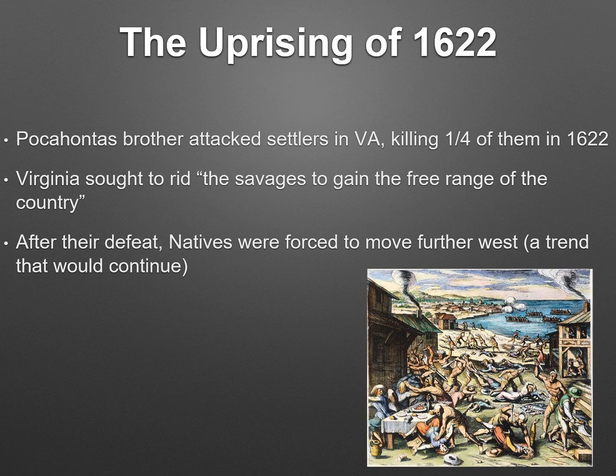And the survivors wanted to, quote, rid the savages from the free range of the country. And when it was done, Native Americans in Virginia were forced west beyond the settlers' range, beyond the settlements completely. And this is a trend that's going to continue. As we have previously said, the British were more interested in displacing Native Americans than living with and intermarrying them. That process really begins in earnest in 1622 at the end of this uprising.